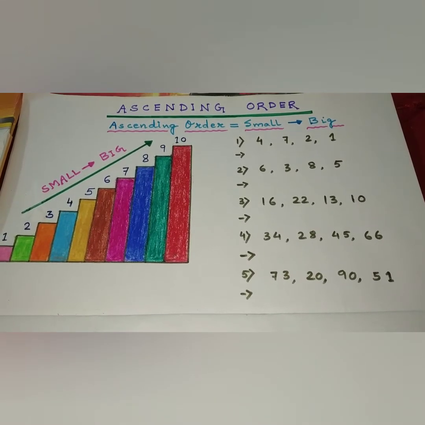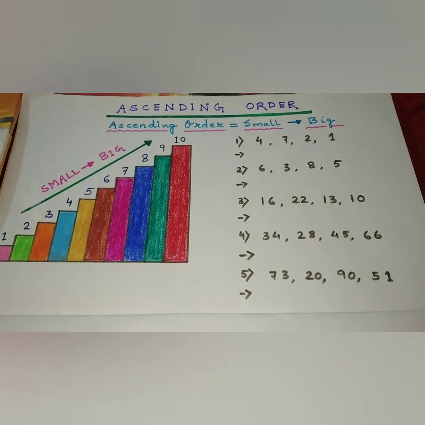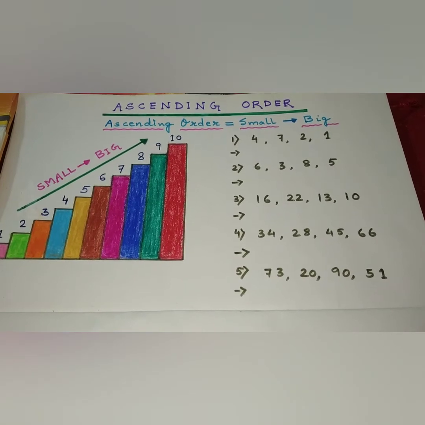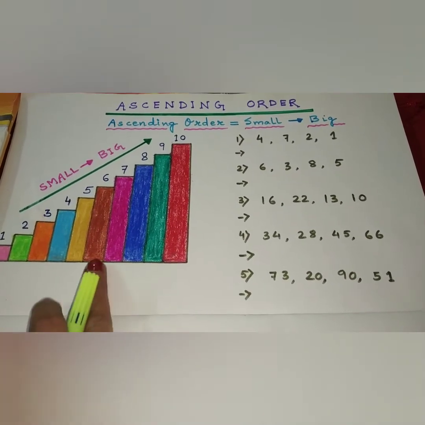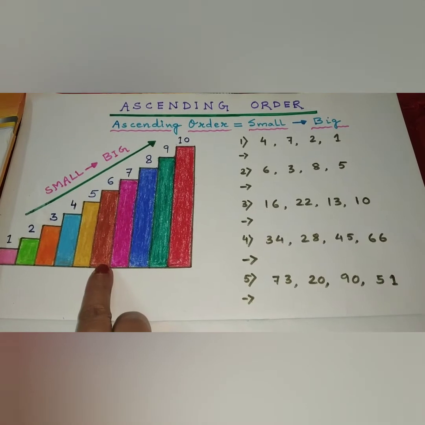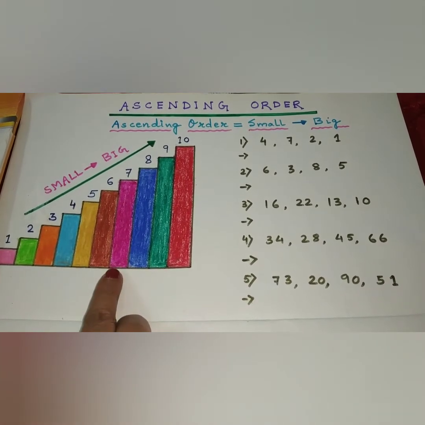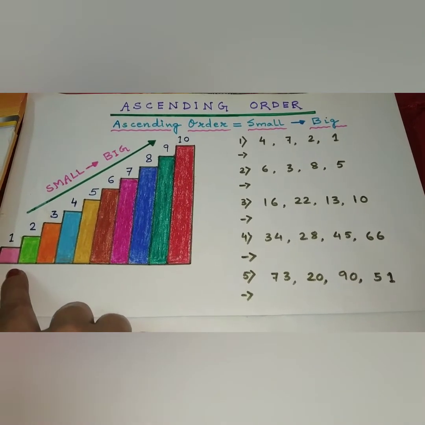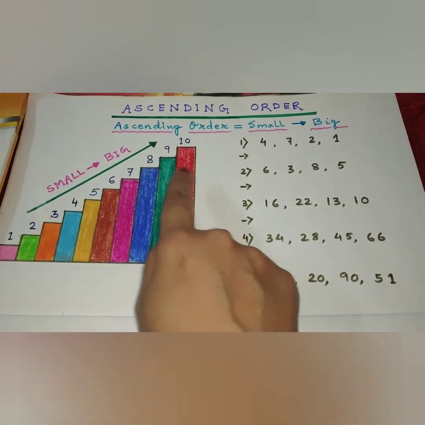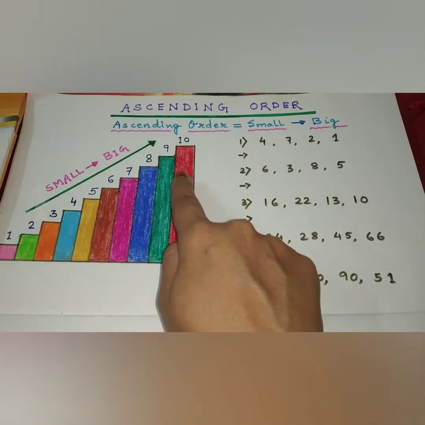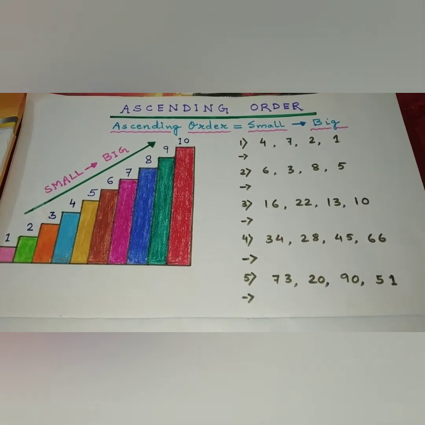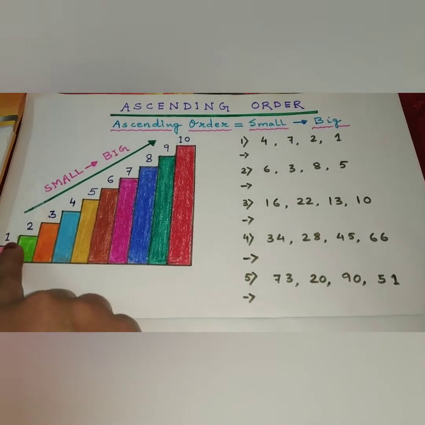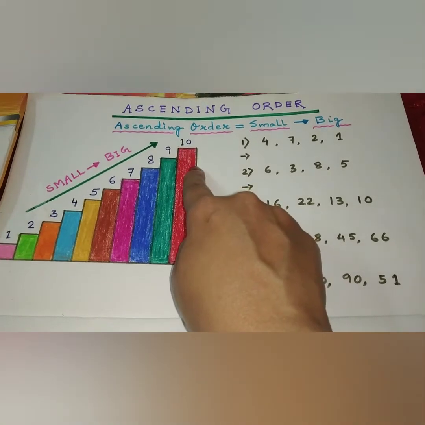In today's video, I will help you to learn the concept of ascending order with the help of the chart which I have drawn here. As you can see here, I have drawn a chart which is showing numbers from 1 to 10. The numbers written in this chart are written in increasing order. That means from small number to big number.